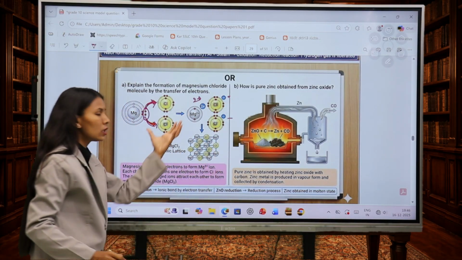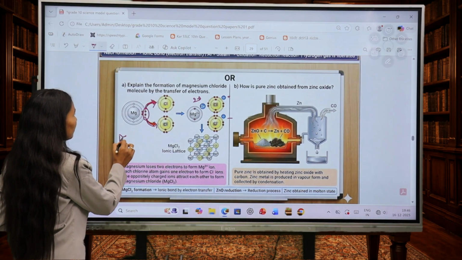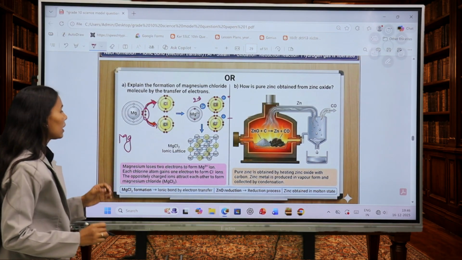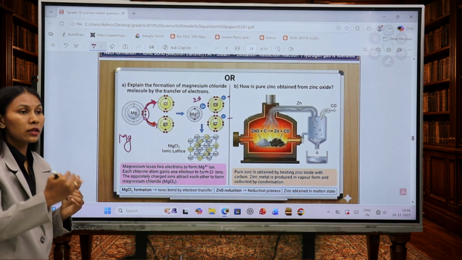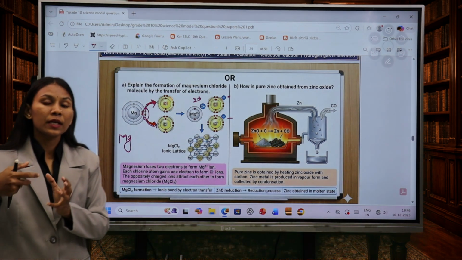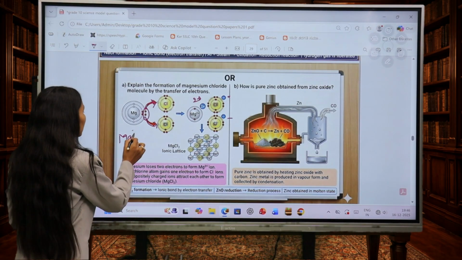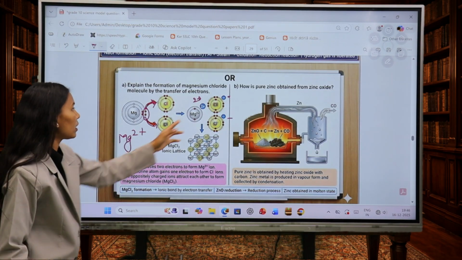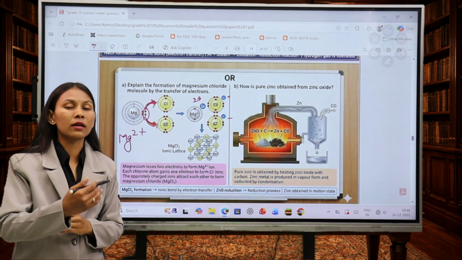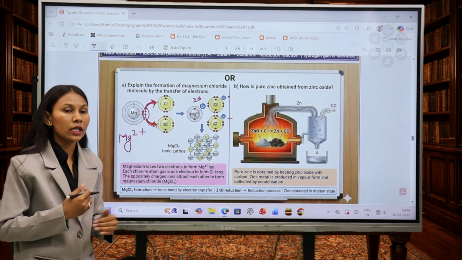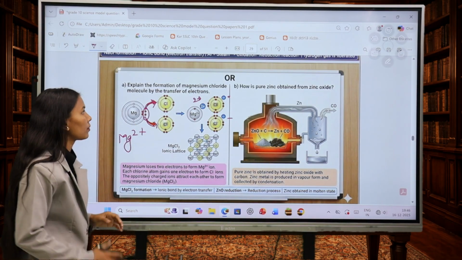As you all know, why it is Mg2 plus: magnesium loses 2 electrons, while the protons remain the same, so the positive charge is more, that is why it is 2 plus. Chlorine gains 1 more electron, so the negative charge will be increased. Okay, so this is the explanation.